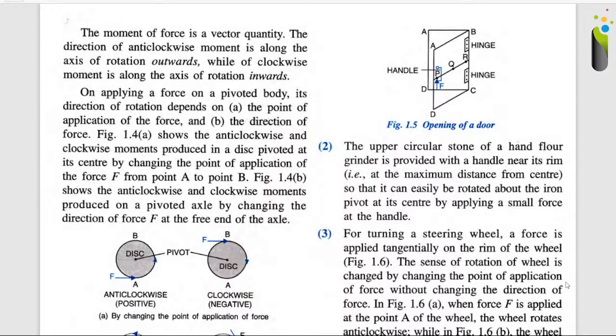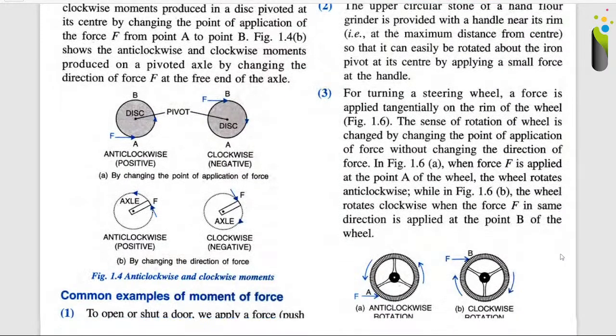Coming to the next, that is point number 2. The upper circular stone of a hand flour grinder is provided with a handle near its rim, that is, at the maximum distance from the center, so that it can be easily rotated about the iron pivot at its center by applying a small force at the handle.